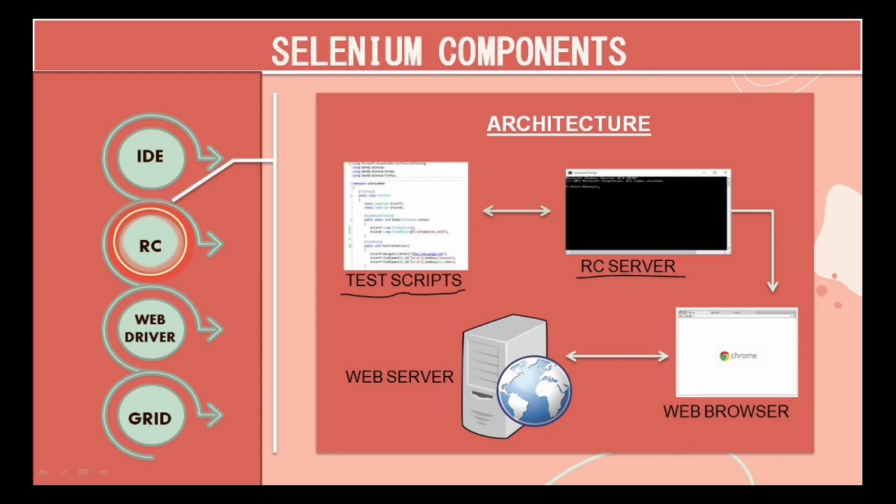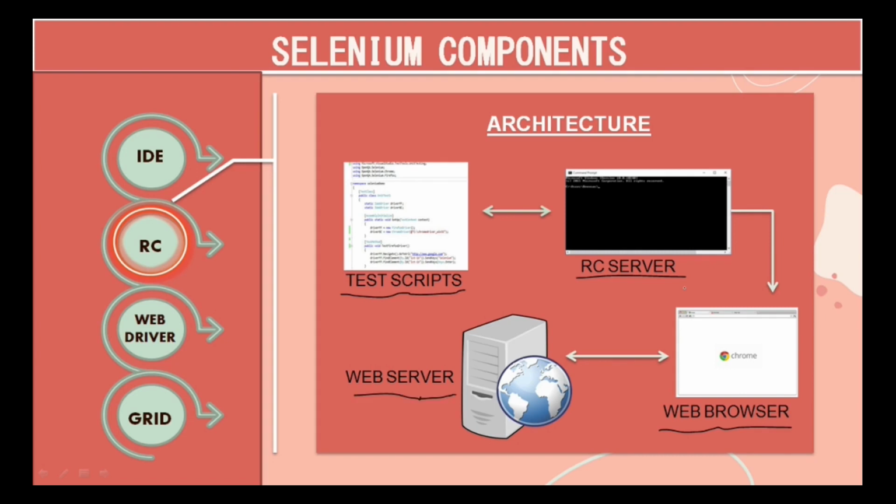Now let's look at the browser interaction. How the browser interacts. The browser interactions happens through the RC server. This RC server uses a simple HTTP post and HTTP GET request to communicate, okay? It uses the simple HTTP post and GET request to communicate to the browser. Now how this communication happens? This RC server acts like a proxy.